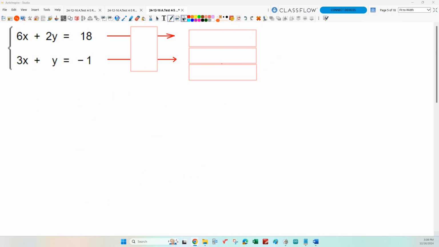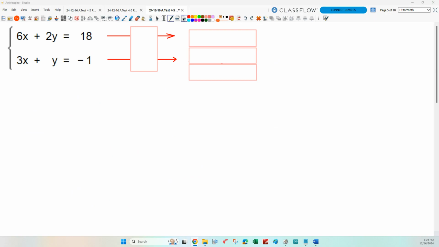Okay, how about this one? Take a quick peek at that. Let's see here. Do I need to multiply both equations this time? Nope. Sarah, what would you multiply an equation by here? Which equation and by what?